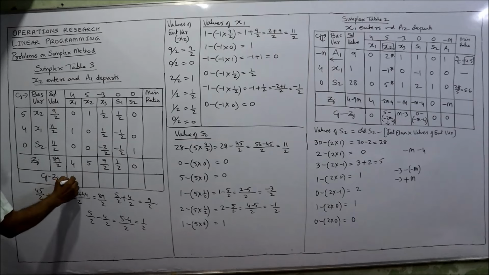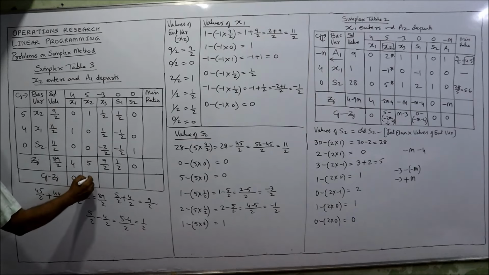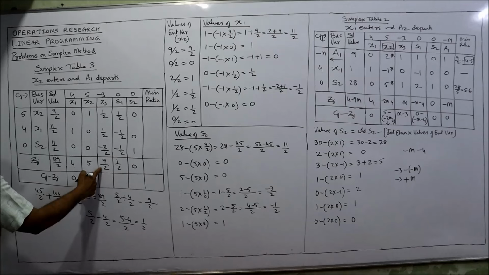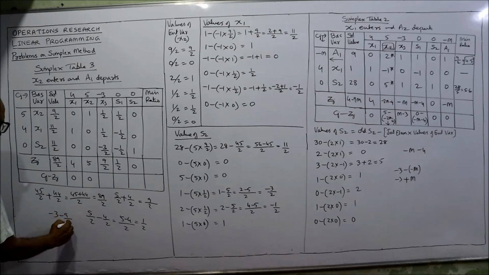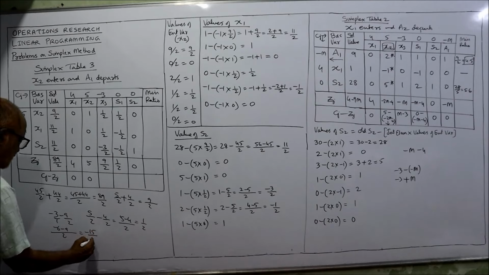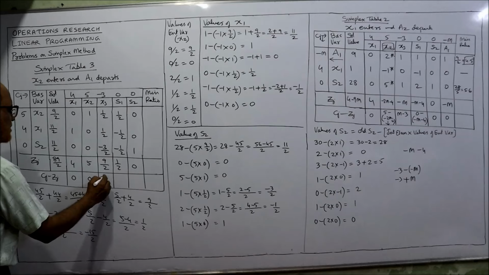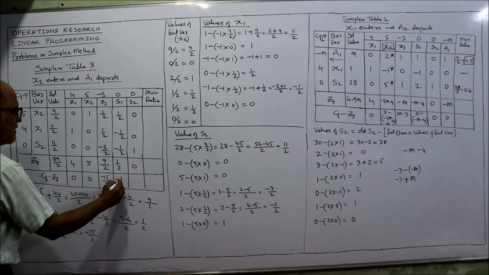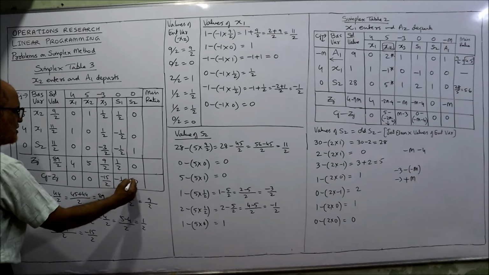4 minus 4, 0. 5 minus 5, 0. Minus 3 plus 9 by 2. Minus 9 by 2. Minus 3 minus 9 by 2. So if we take the LCM 2, 2 3s are 6, minus 6 and minus 9. So minus 6 minus 9 is minus 15 by 2. So here it comes minus 15 by 2. Here 0 minus 1 by 2 is minus 1 by 2. 0 minus 0 is 0.